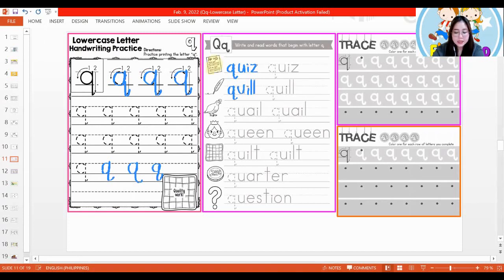We have quiz, quill, quail, queen, quilt, quarter, and question mark. And for the last 2 worksheets that we have to trace and write, trace some more, and write some more. And when we're all done, let's also color the quarters on top. There you go. You can pause the video now so you can finish your work.